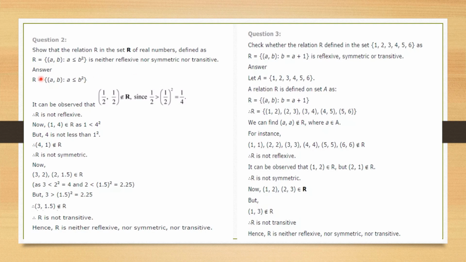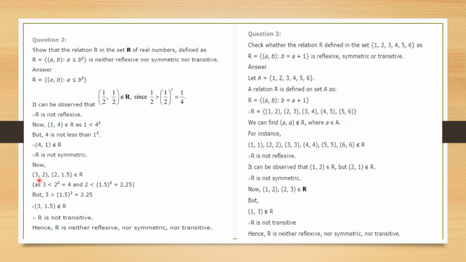Reflexivity says AA belongs to R, that is A less than equal to A square. Let us consider half. 1 by 2 does not belong to R, because 1 by 2 is not less than equal to 1 by 2 square, because half is greater than its half square. So R is not reflexive. For symmetricity, 1, 4 belongs to R as 1 is less than 4 square, but 4 is not less than 1 square. So 4, 1 will not belong to R. Hence it is not symmetric.